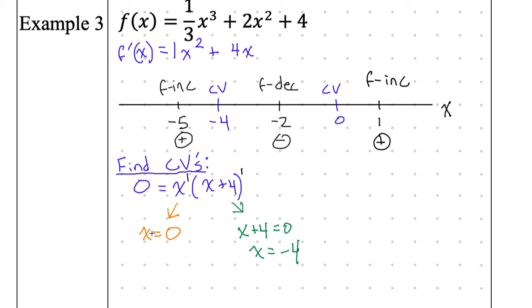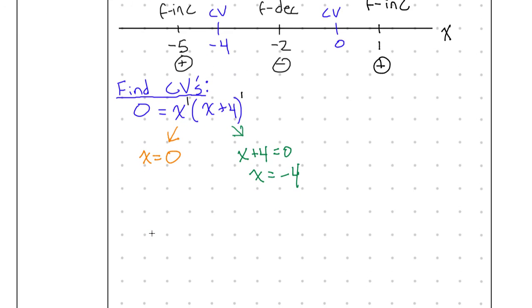The end. No, wait, not the end. Conclusion. Step number 4. Where are the CVs? Gio, do that one, and then it's going to go to Claire, and then it's going to go to Arrow. CVs. Gio, where were they? X is equal to -4 and 0. Good.